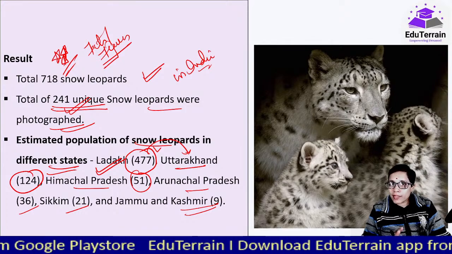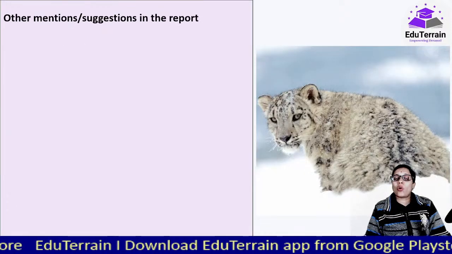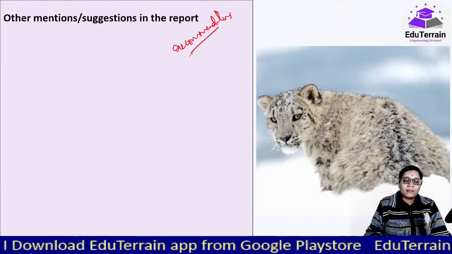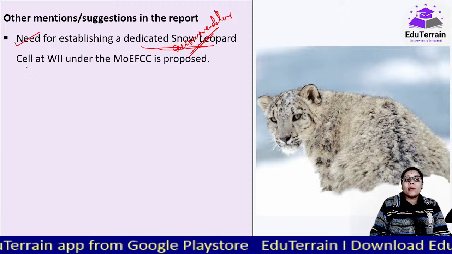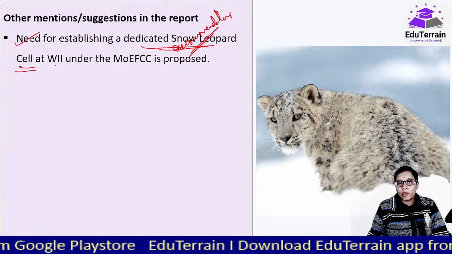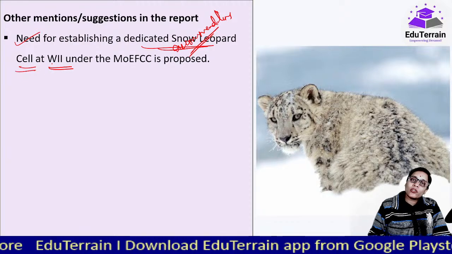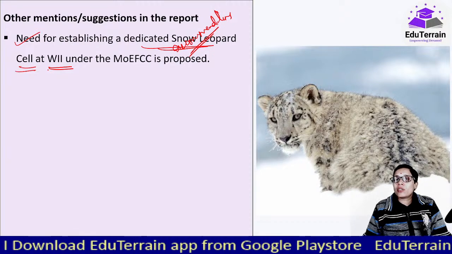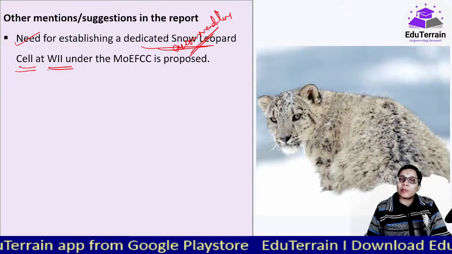Okay. Other than this, I have said earlier also, they have given some recommendations as well. Now, what are the other suggestions or recommendations that they have mentioned in this report? They include the need for establishing a dedicated snow leopard cell. Till now, it's not there. This also, as I have said, for the first time they have tried. 2019 में launch हुआ था and they have taken this up. So they are saying within the Wildlife Institute of India we should have a dedicated snow leopard cell wherein frequent measures can be initiated so that these snow leopards can be conserved.